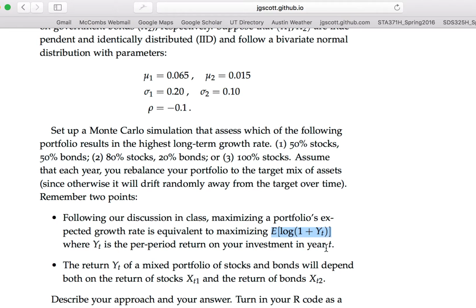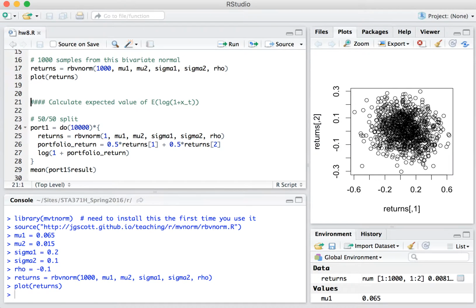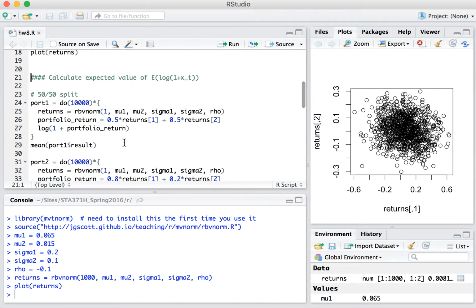So y sub t is the per period return on your investment in any given year. We want to take the expected value of log of 1 plus y sub t, and if we maximize this, then we will maximize our portfolio's long-term growth rate. So let's put that into practice using Monte Carlo simulation.